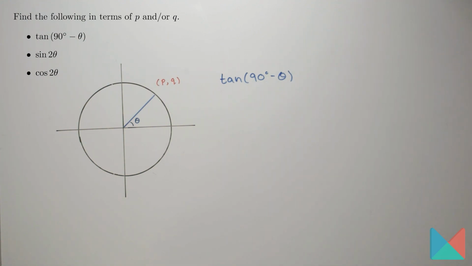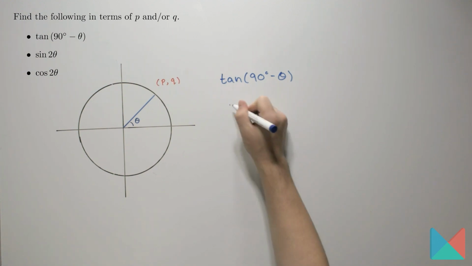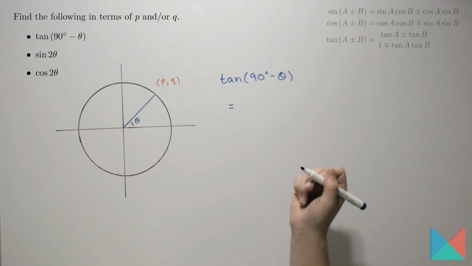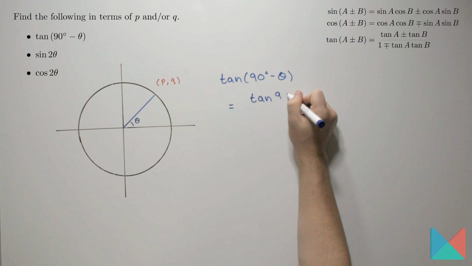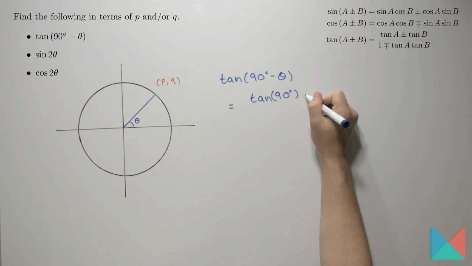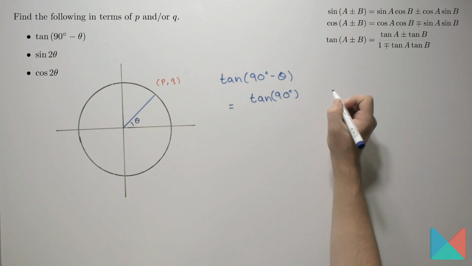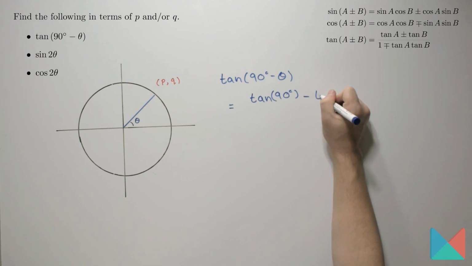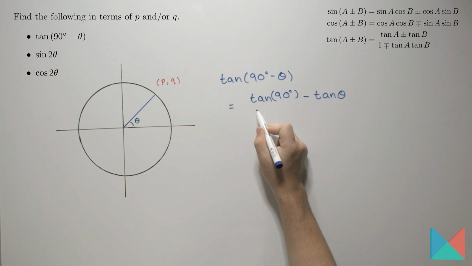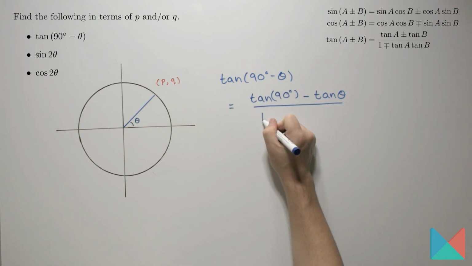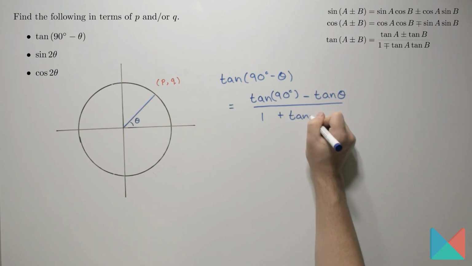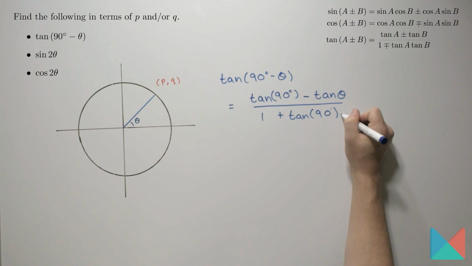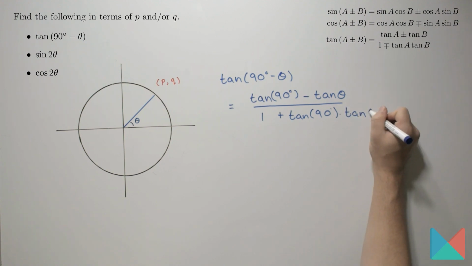And so because we got tan, let's try the angle difference identity for tan, where we're going to have tan of 90 take theta will be tan of our first angle, tan of 90. And because we have a take here, it's going to be subtract tan of our second angle, tan of theta. And we're going to be dividing by 1. And because we have a take here, it's going to be the opposite, plus tan of our first angle, tan of 90, times tan of our second angle, tan of theta.